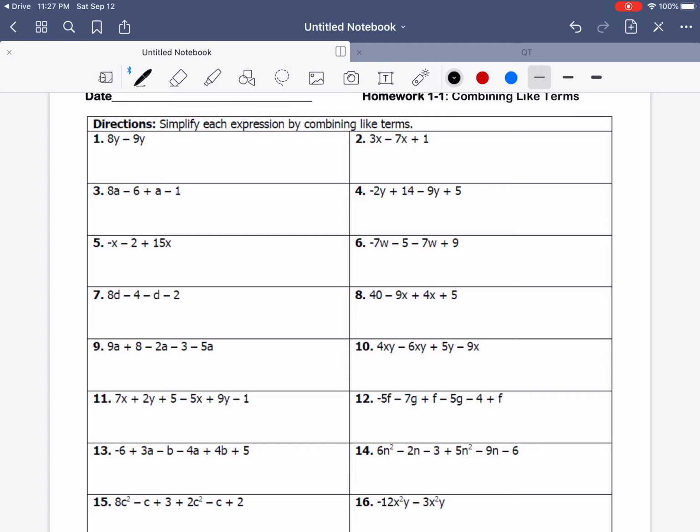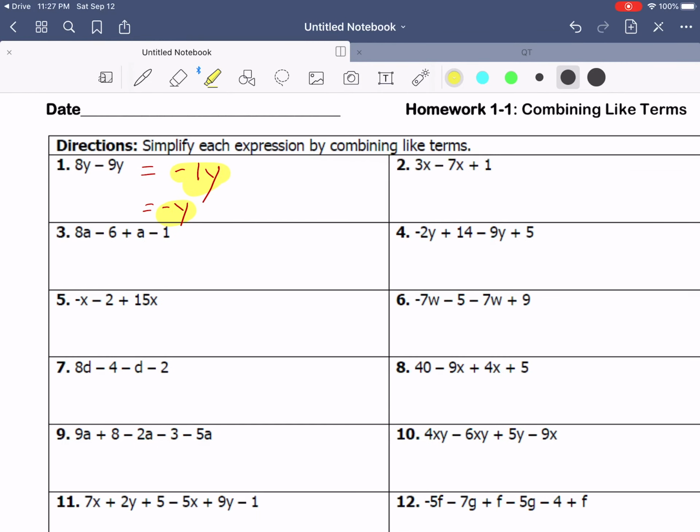Question number 1, 8y minus 9y. And as you can see, they have the same variable. So it's simply 8 minus 9, which means this will become negative 1y. You can write it like this, or if you do not like it, you can just write minus y. Either way, they are the same thing. So pause the video, try question number 2. There we go. Question number 3.